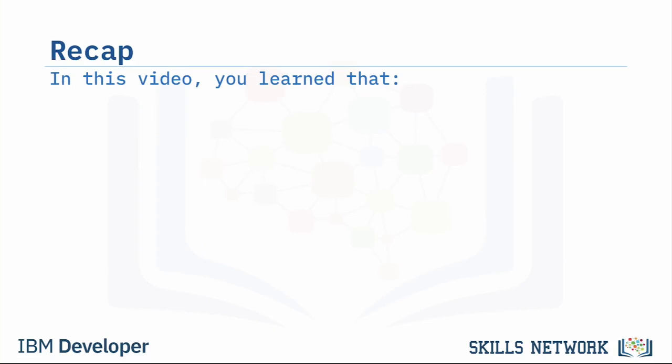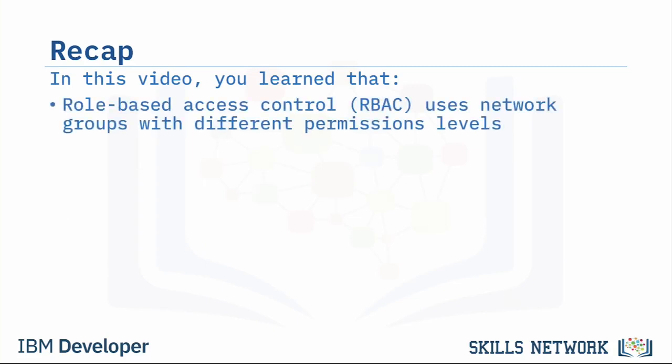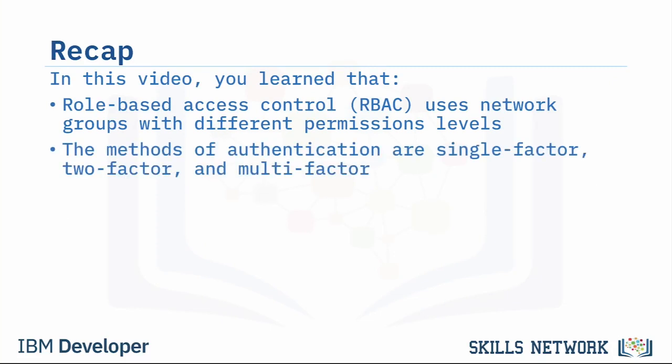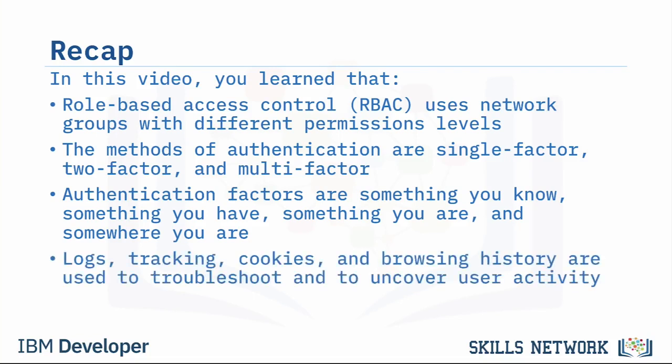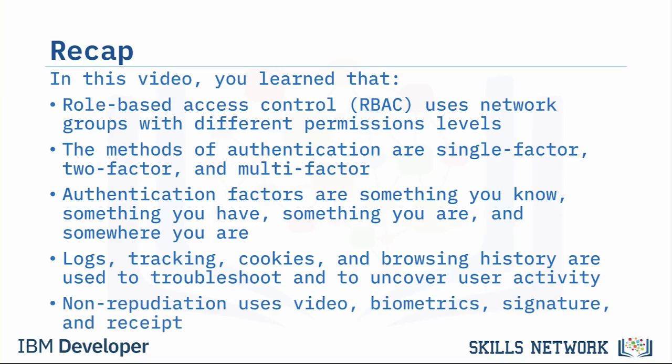In this video, you learned that role-based access control, or RBAC, uses network groups with different permissions levels. The methods of authentication are single-factor, two-factor, and multi-factor. Authentication factors are something you know, something you have, something you are, and somewhere you are. Logs, tracking, cookies, and browsing history are used to troubleshoot and to uncover user activity on devices. And non-repudiation uses video, biometrics, signature, and receipt.